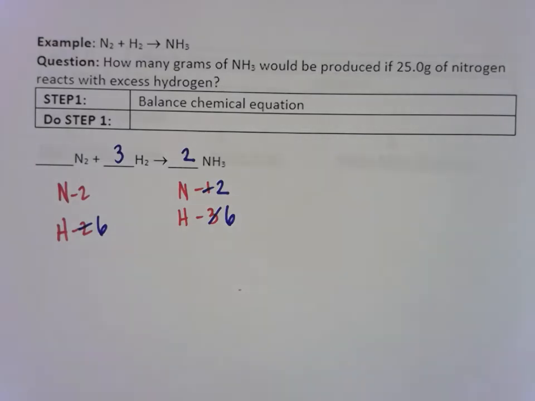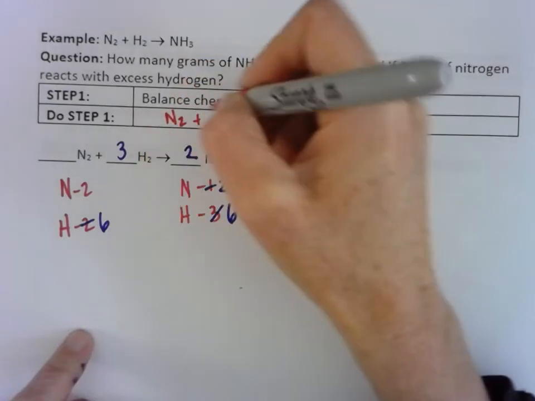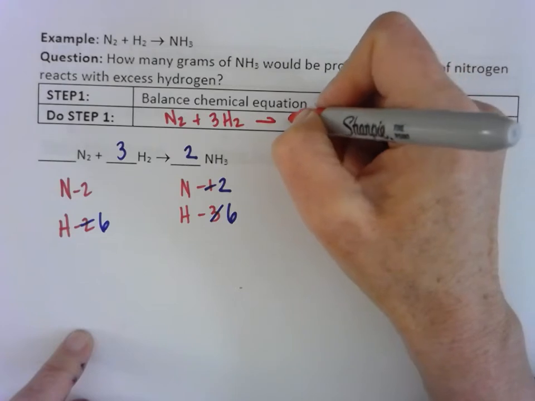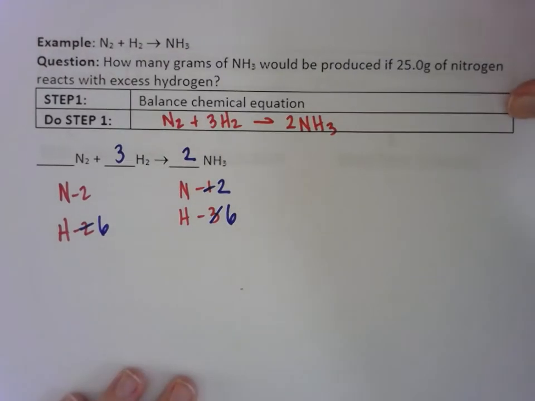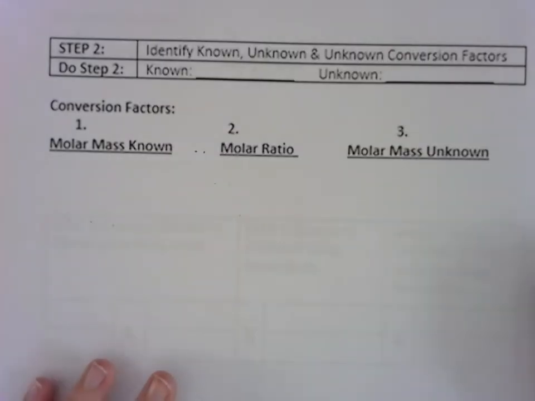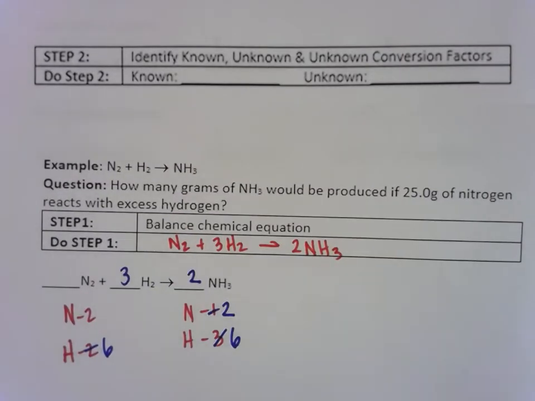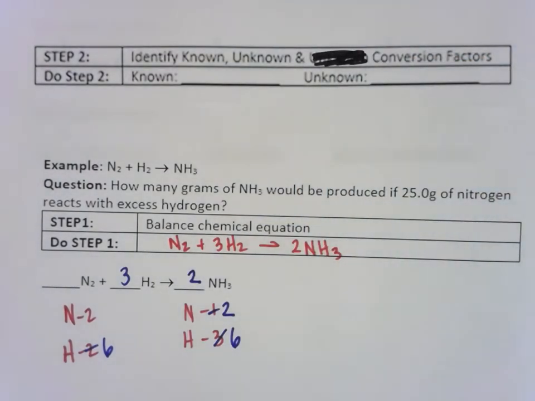And 3 it is. So here at step 1, I'm going to write N2 plus 3H2 yields 2NH3. There, I've just done step number 1. We'll come back to this when we need it. Step number 2, identify the knowns and the unknowns. I do have this extra word, conversion factors. Take that out. I gotta edit this again.